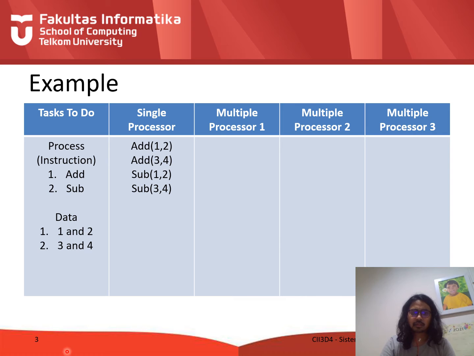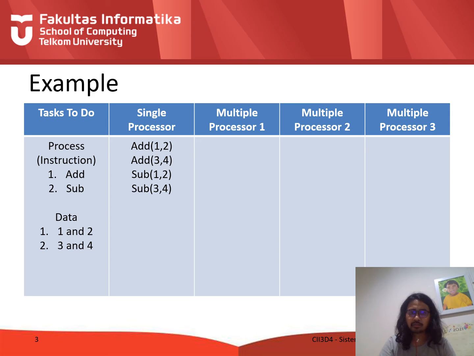So here's an example. For example, we have to do adding and subbing, and it turns out that we have to add two things here, 1 and 2 and 3 and 4, and we have to sub two things also, 1 and 2 and 3 and 4. So in total we have 4 things to do, and if we only have one processor, it means that one processor does 4 things, which is adding 1 and 2, adding 3 and 4, and then subbing 1 with 2 and subbing 3 with 4. But if we have more than one processor, we can divide those tasks among those processors, and we actually have 3 different scenarios.